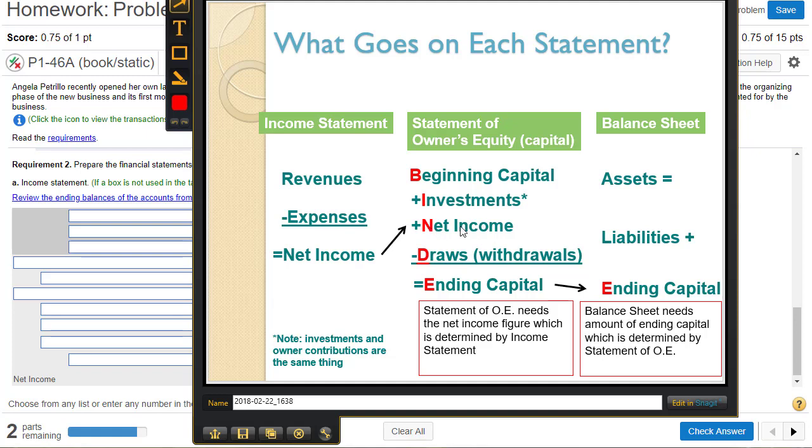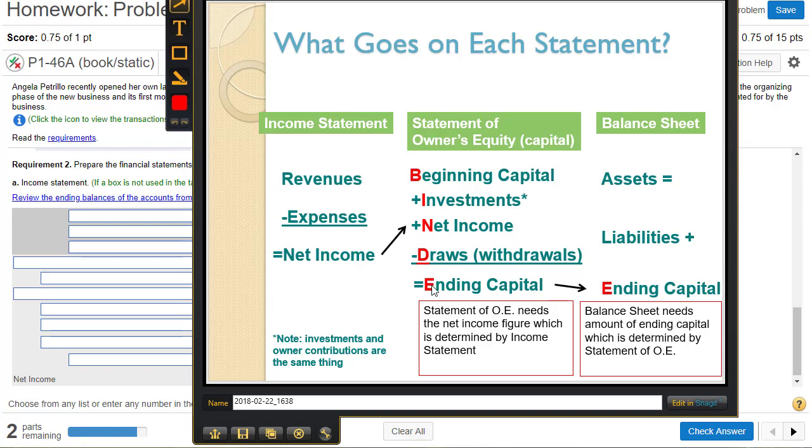Now, if this is a net loss, we would have to subtract it from capital. And then we're going to subtract our draws because they lower equity. We do the math, and that gives us the capital at the end of the period. Now, some students like to remember acronyms to help them remember formulas. So some like to remember this as BIND with an E, B-I-N-D-E.